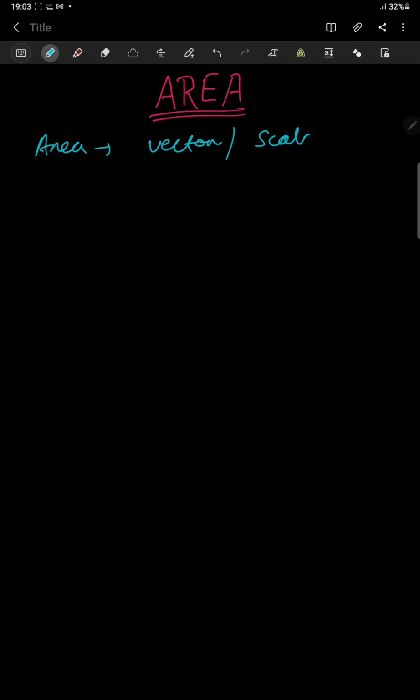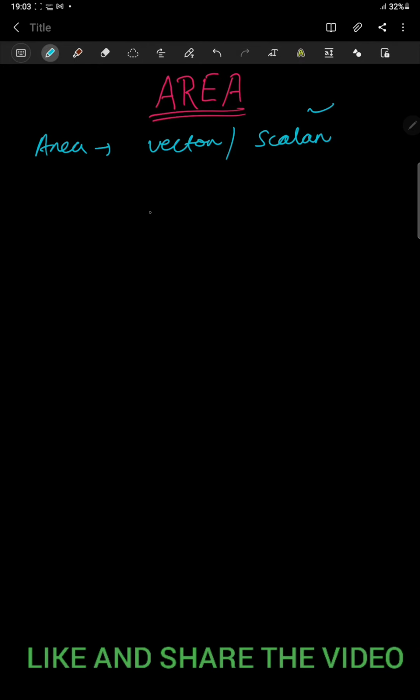In today's class, we will study about area. Now you will all be astonished to know that whether it's a physics class or a mathematics class, we need some data about area. So I'll ask you, is area a vector quantity or a scalar quantity? Probably most of you will say area is a scalar quantity. Okay. Why? What was the reason behind it?